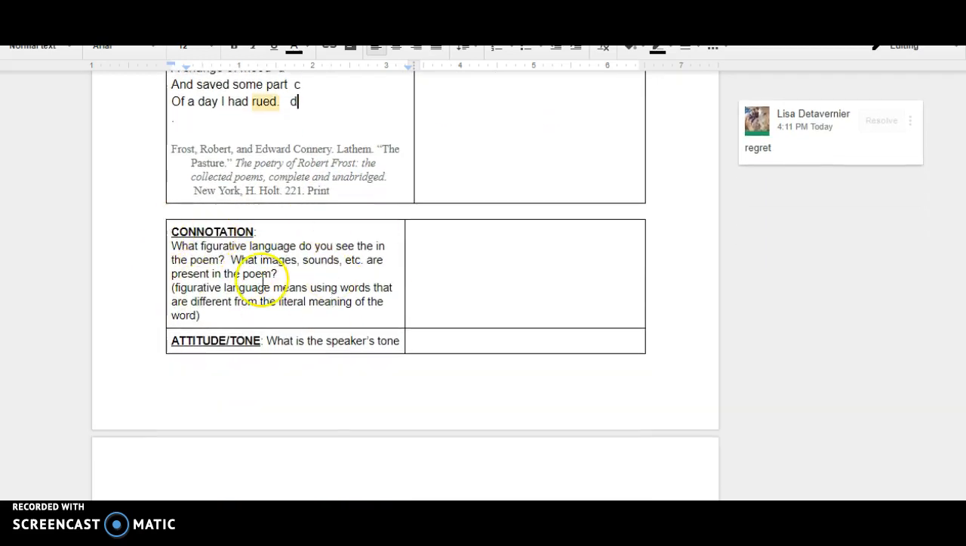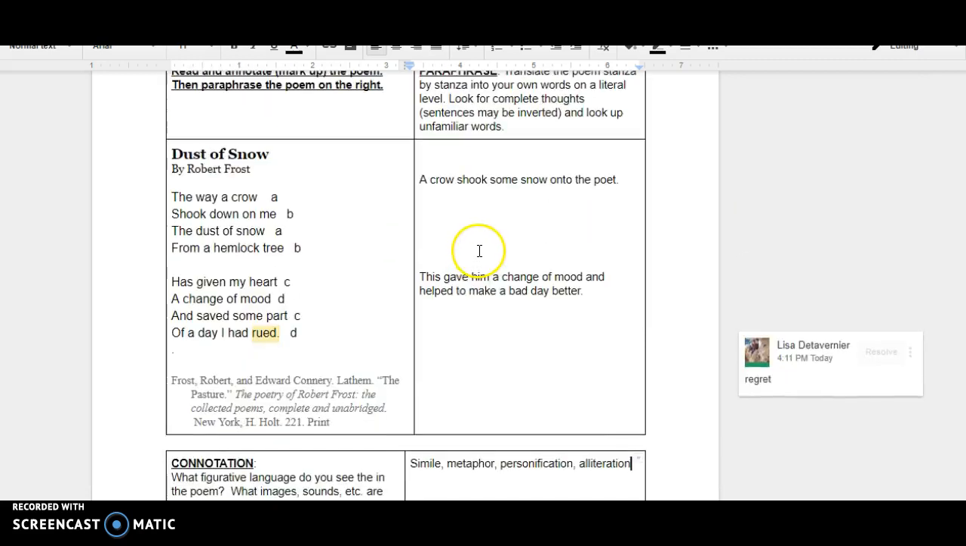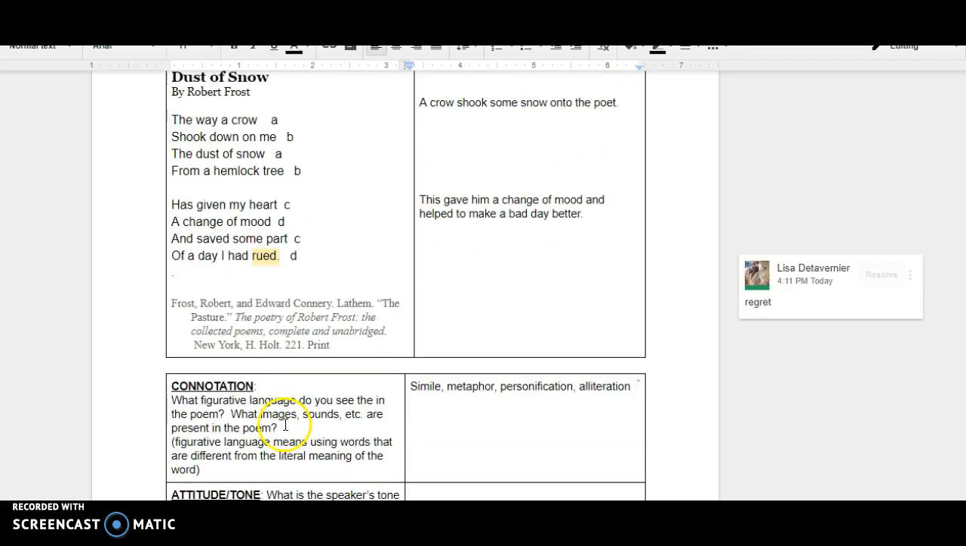Next, you would go down to this connotation box. What figurative language do you see in the poem? So figurative language includes simile, metaphor, personification, alliteration, and stuff like that. Now in this poem, I don't see any similes. I don't see any metaphors. I don't see any personification. And I do not see any alliteration. That's not going to be pretty common, but in this short poem, it just happens to be the way it is.